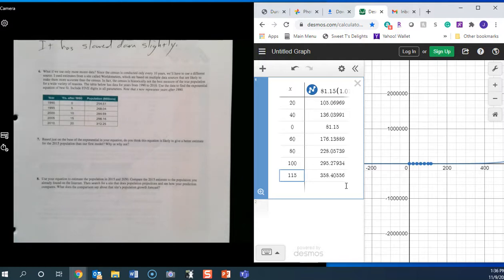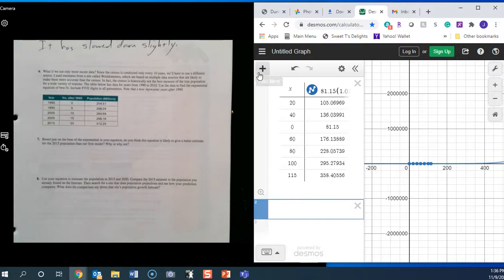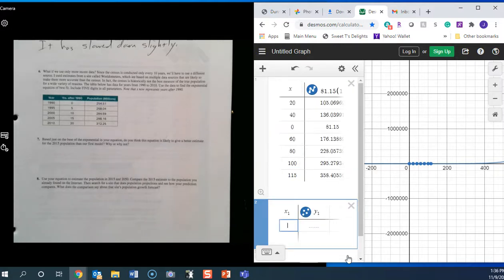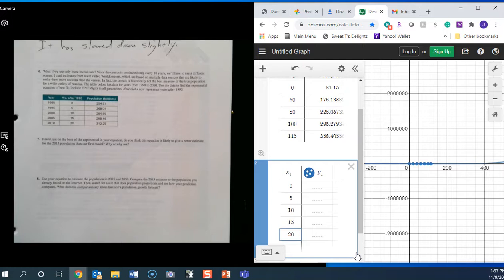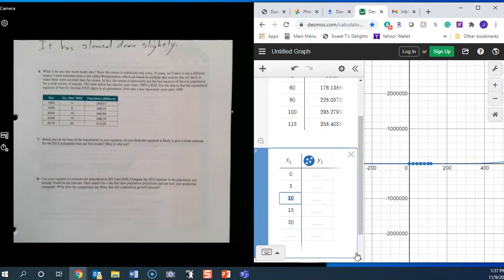Okay, listen. So basically here they gave us new values that we have to do a new equation by. So we would add a table in Desmos and we would type in these values. We would have 0, looks like it's done every 5 years. Okay, we'll go from 0 to 20, and now we'll type in their values: 254.51, 268.04, 284.59, 298.16, 312.25.